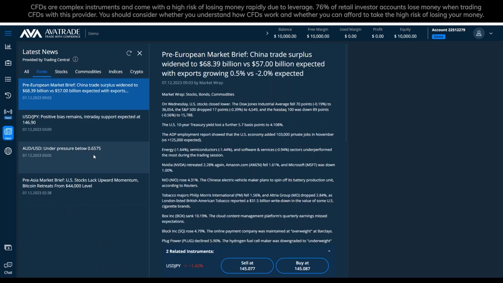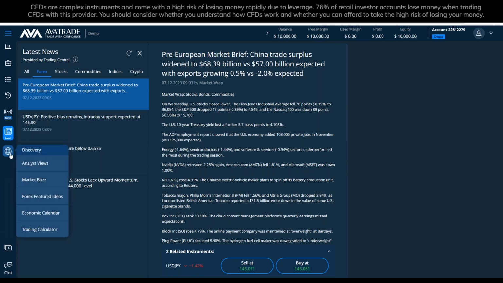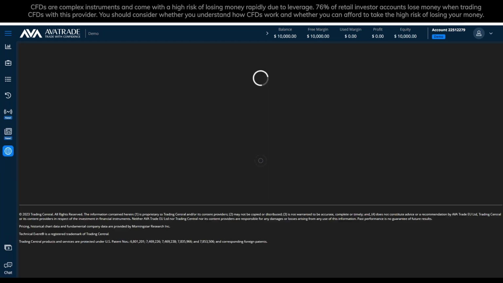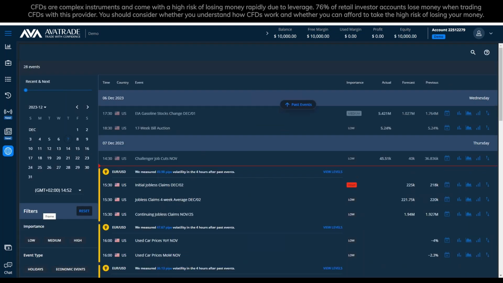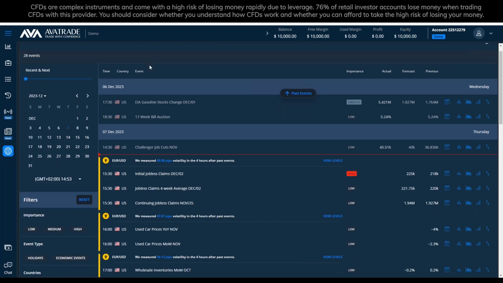What day is it today? I think tomorrow we have the NFP. Let me check it. Right, so the calendar is right here, guys. I didn't go anywhere special. Just went all the way to the left, and then I went down to the Globe icon, then I go to my calendar, and it's right here.